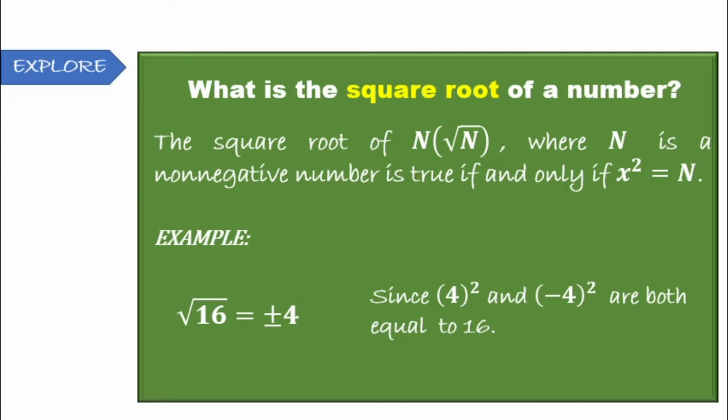Thus we have two possible answers, positive and negative 4, since if we square each factor, the result is the same, positive 16.